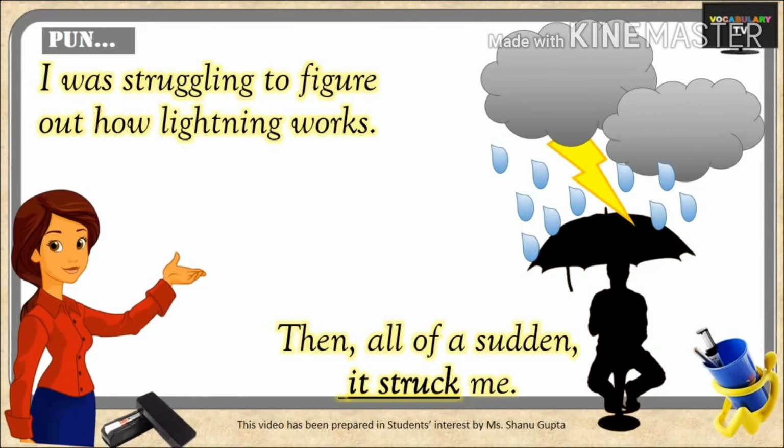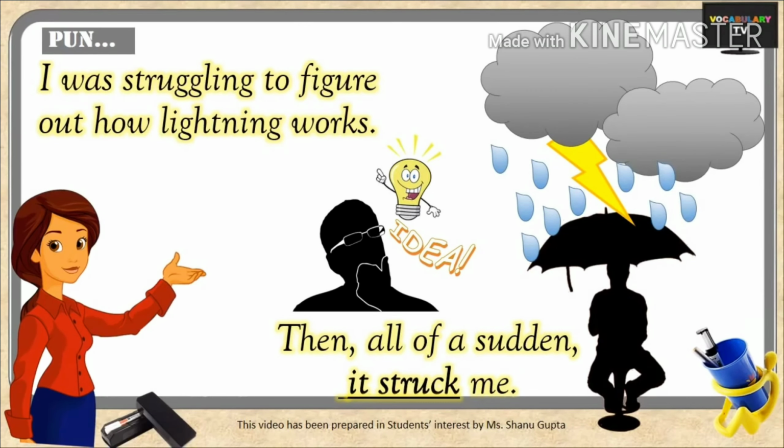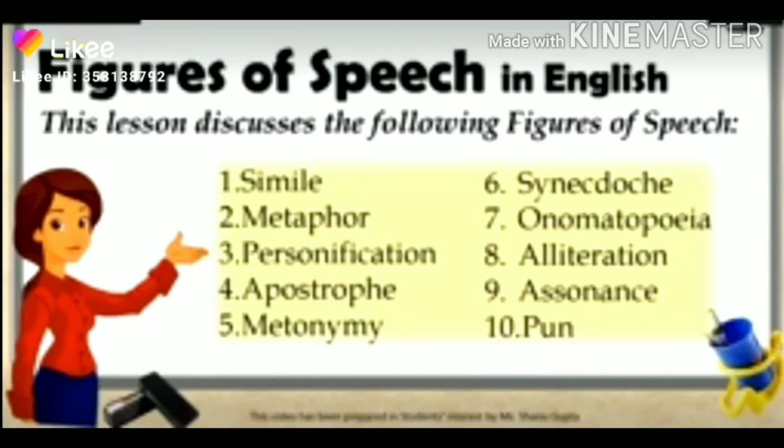This sentence has multiple meanings. One is that the lightning has struck this guy, which saves him, and second, that he has figured out this whole thing about how lightning works. The ambiguity created here was because of the use of it, which could refer either to lightning or to the idea. Children, now this chapter, figures of speech, is over.